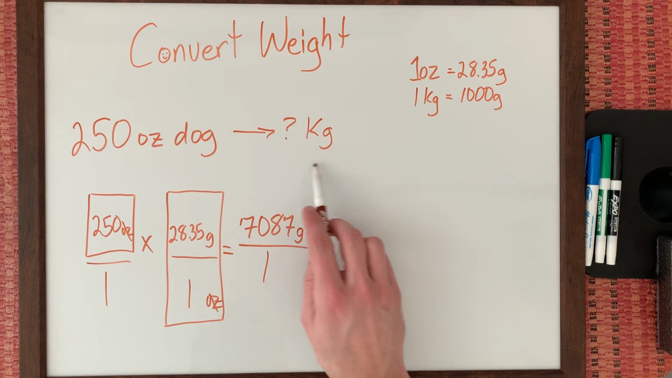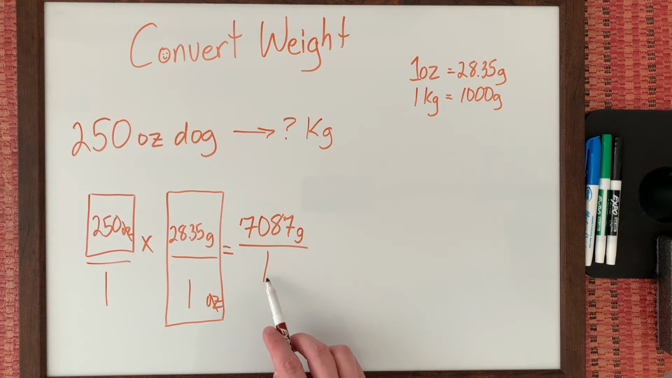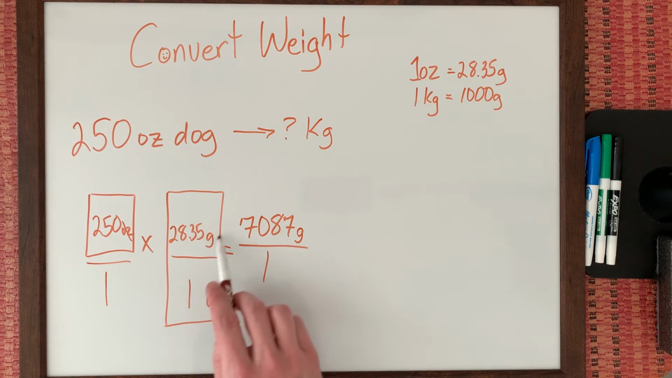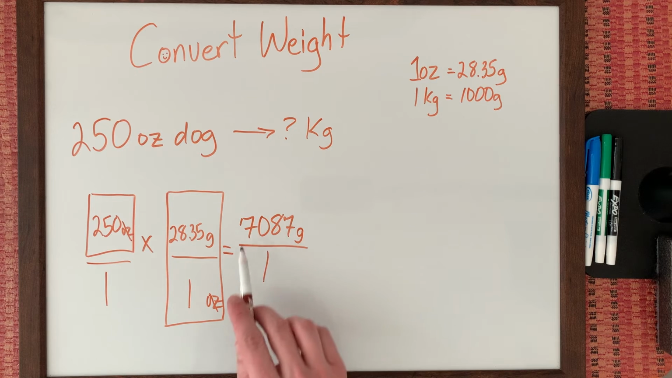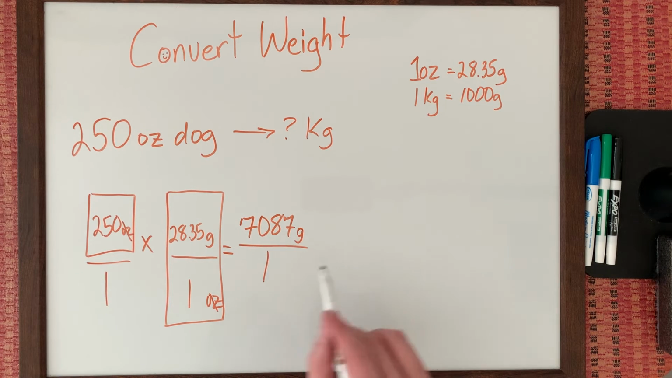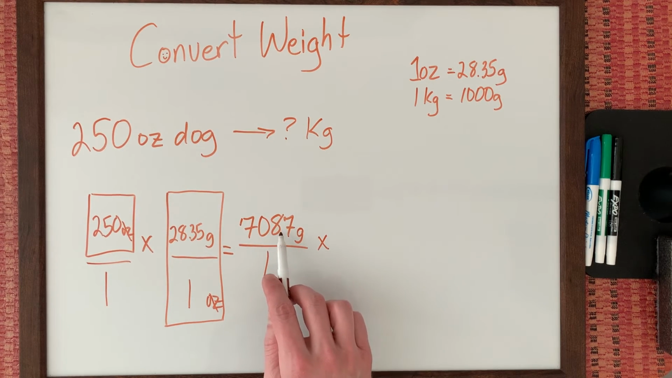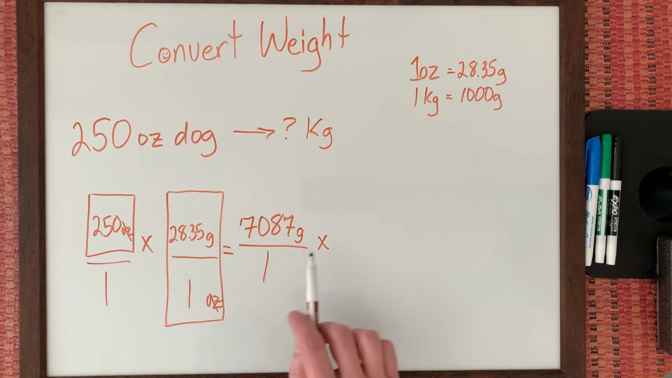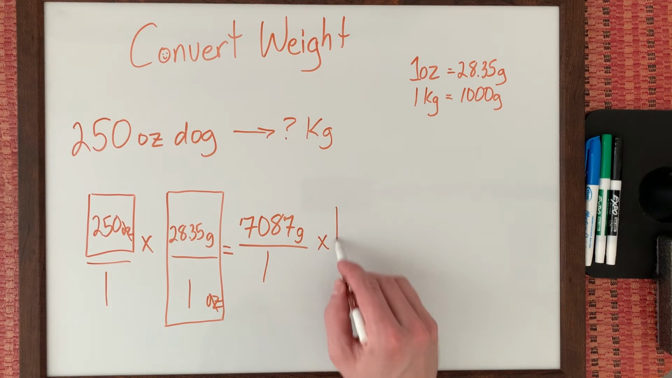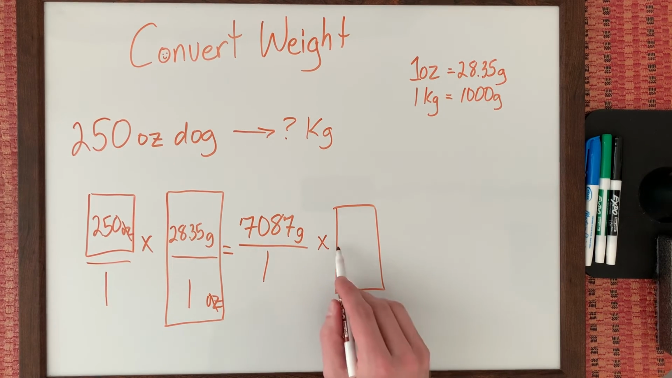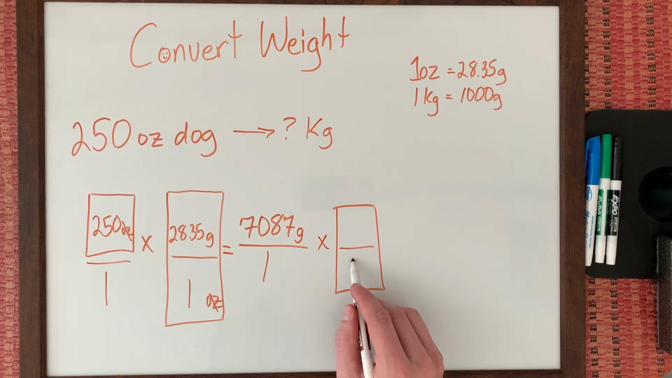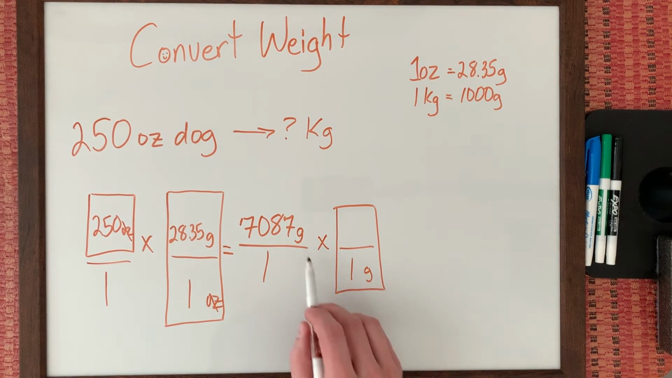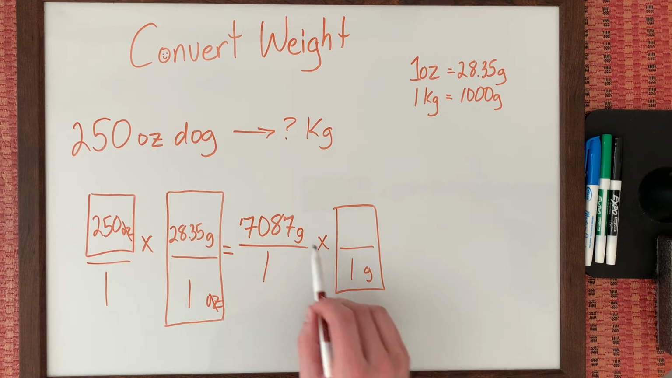Now, because the problem asked for kilograms, we're not done. We've converted from ounces to grams, but now we need to go from grams to kilograms. So we're going to do this whole process one more time, but it's already set up. Now, this becomes the new piece of information that we have, just like 250 was. And I'm going to multiply this problem by a conversion factor. I don't want grams anymore, so I'm going to put 1 gram in the denominator, okay? That way grams is going to cancel.